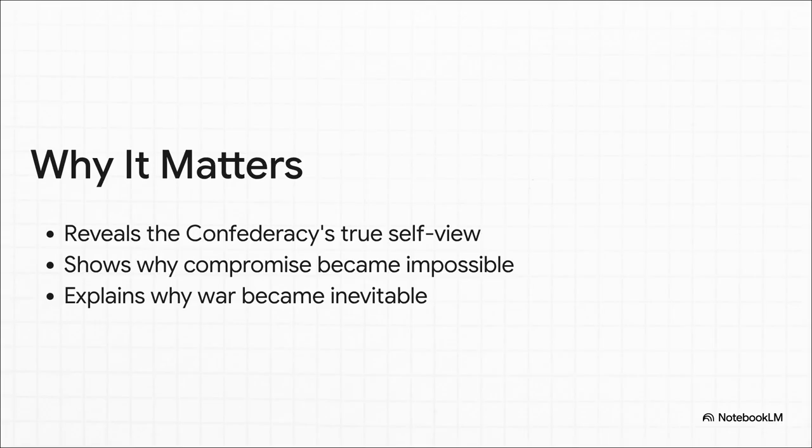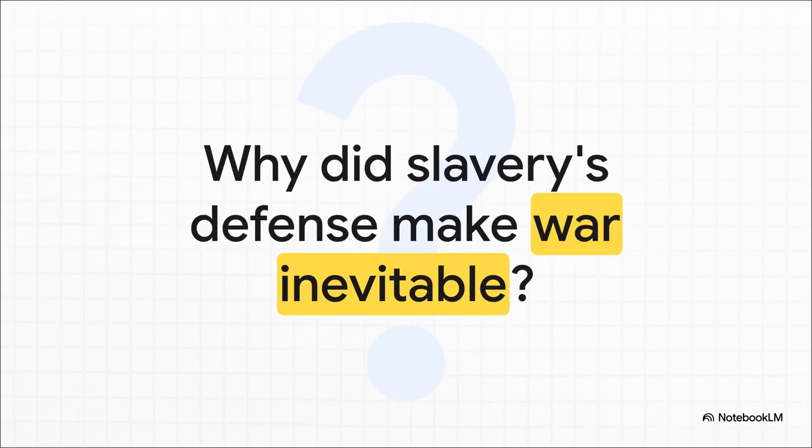By tying their government explicitly to slavery, they drew a hard line in the sand. And third, it shows us precisely why the Civil War became totally inevitable. I want to leave you with this final provocative thought. How does understanding Davis's explicit defense of slavery help us comprehend why war was inevitable? When we look back at Isaiah's warning against unjust laws, it becomes pretty clear how a foundation built on oppression really leaves no room for peace.